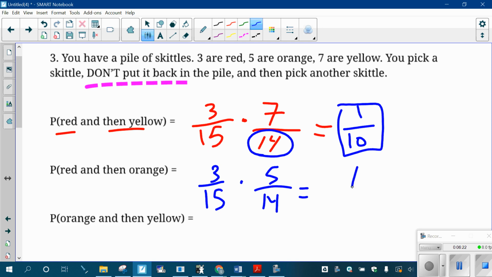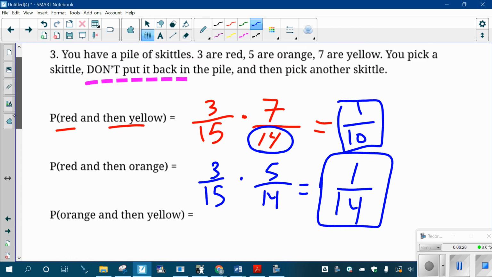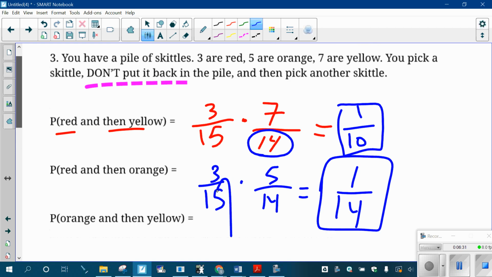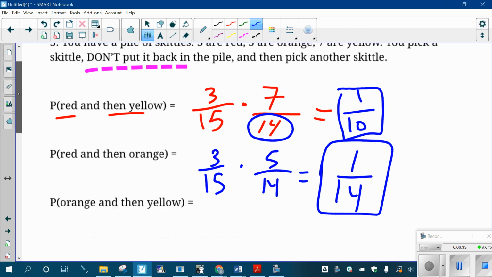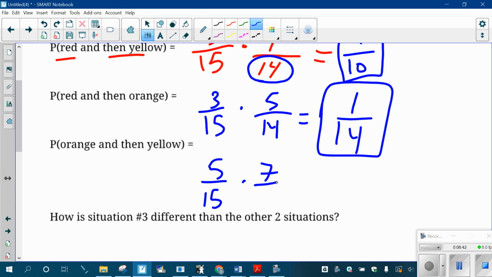Get 1/14. All right, here's the last one. Picking an orange and then picking a yellow. Orange and then yellow. Keep in mind when you go to that yellow, there's only 14 total ones left. Okay. So I got 1/6.